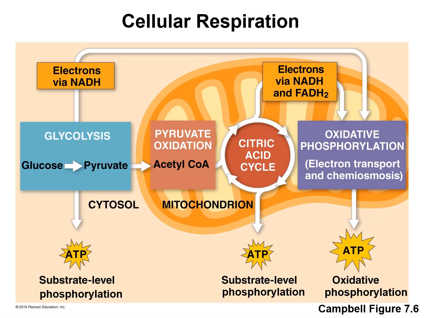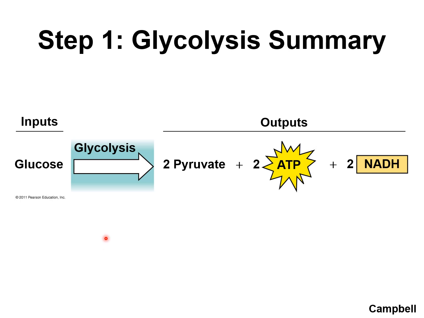So here's where glycolysis is going to be occurring. It's just in the cytoplasm. And a summary of glycolysis: we take the glucose, split it in half, and then we make a little bit of ATP, and we store some of those electrons on our electron carrier, which we'll take to our electron transport chain in our last step, oxidative phosphorylation.